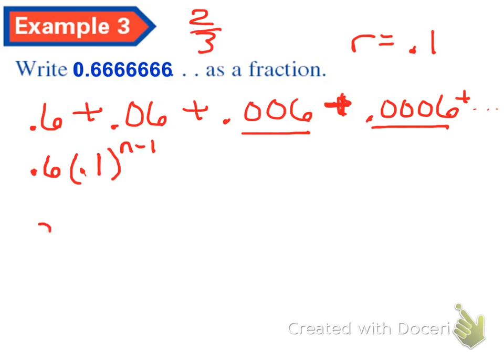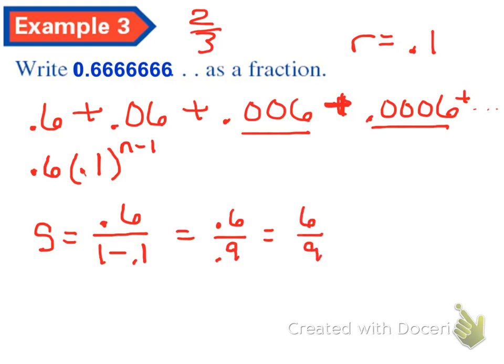Now we want the summation of this infinite series. So it would be our first term, which is 0.6, divided by 1 minus the rate. We found our rate was 0.1. So we find that when we simplify this, 0.6 over 0.9, this gives us the fraction 6/9, which reduces to 2/3.